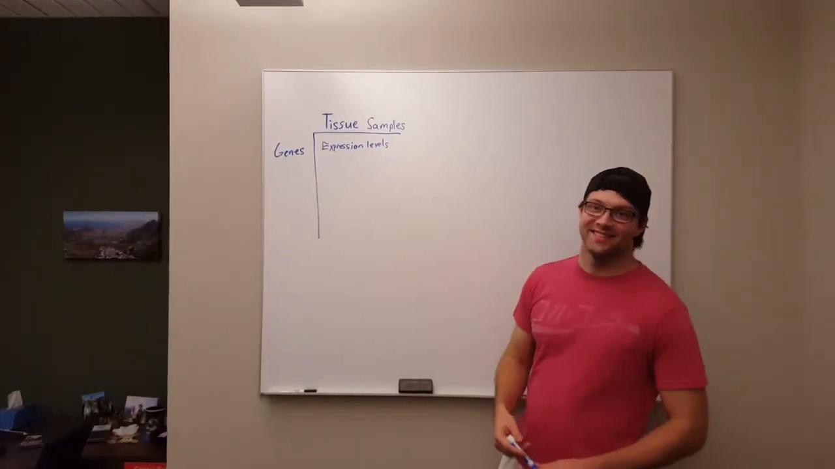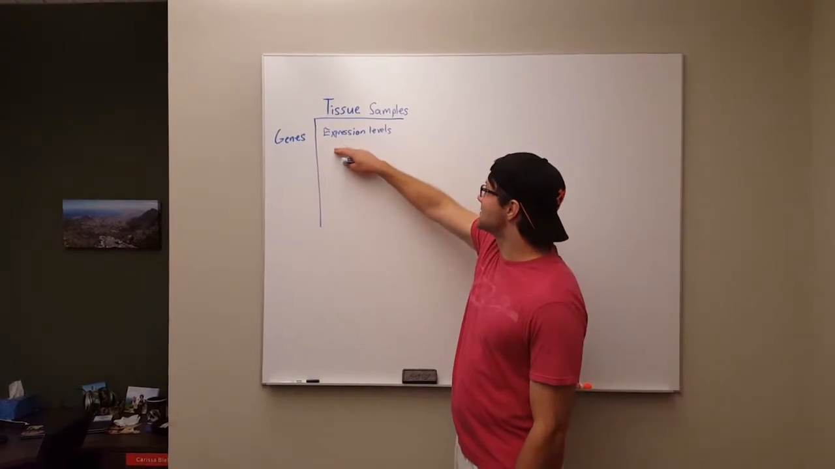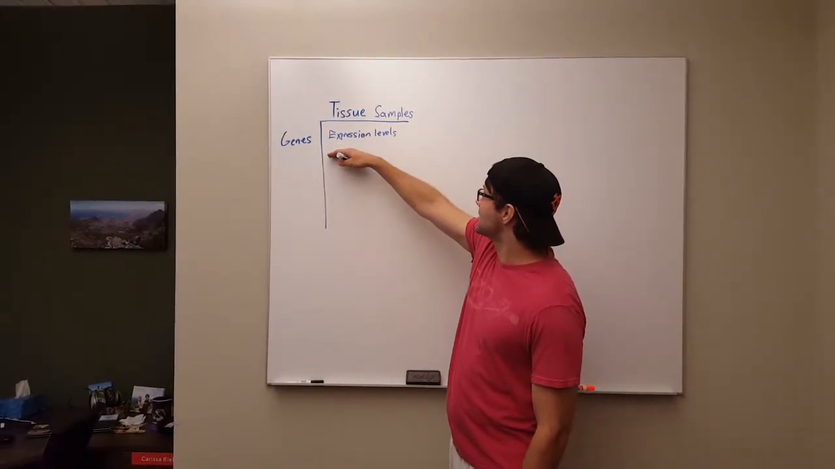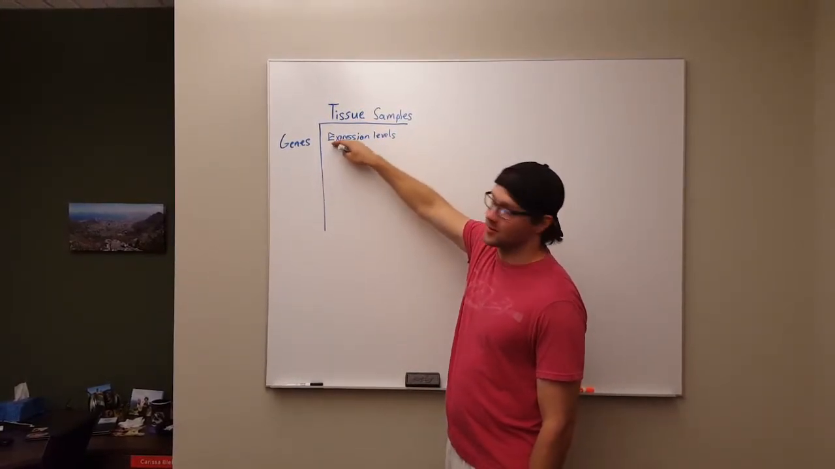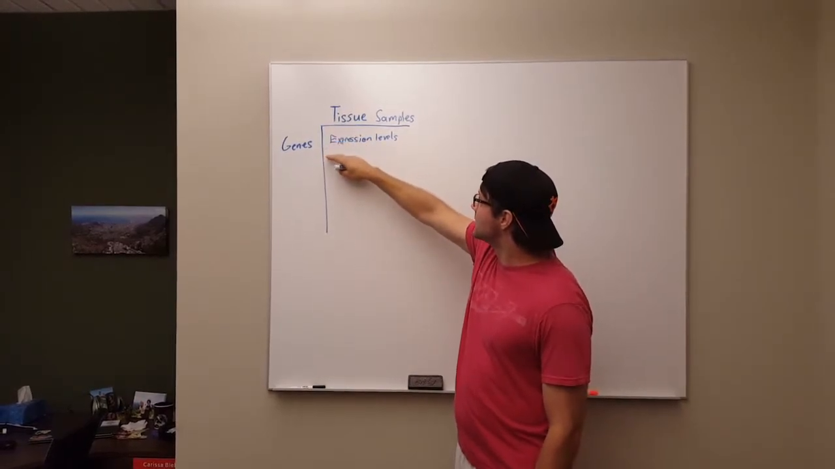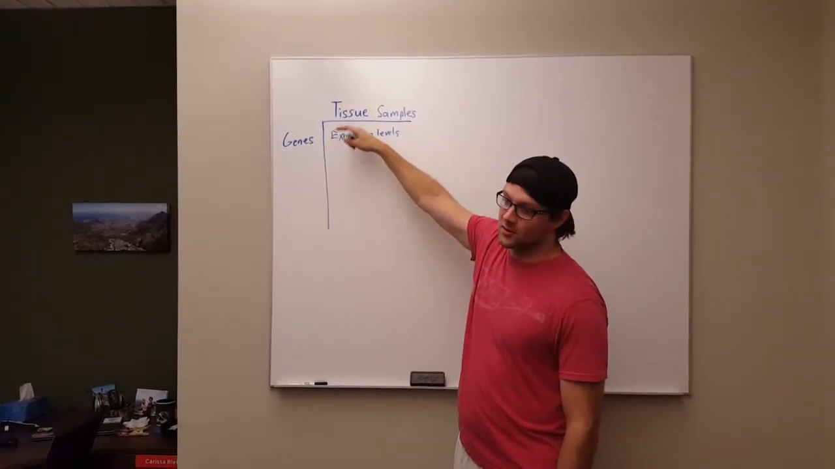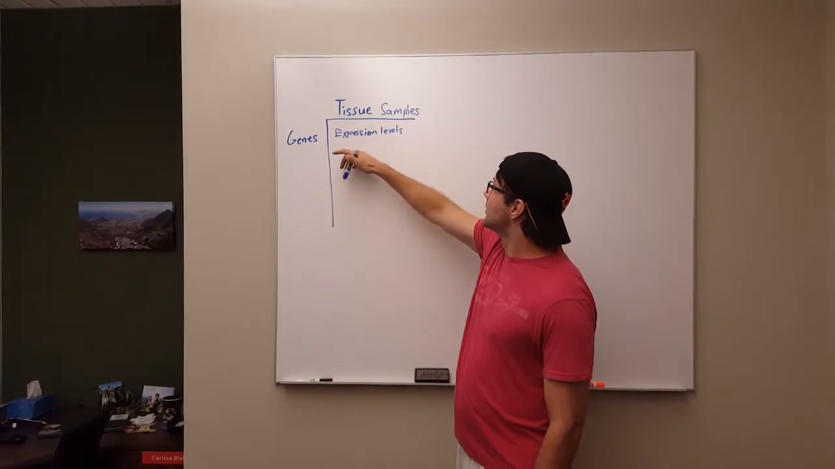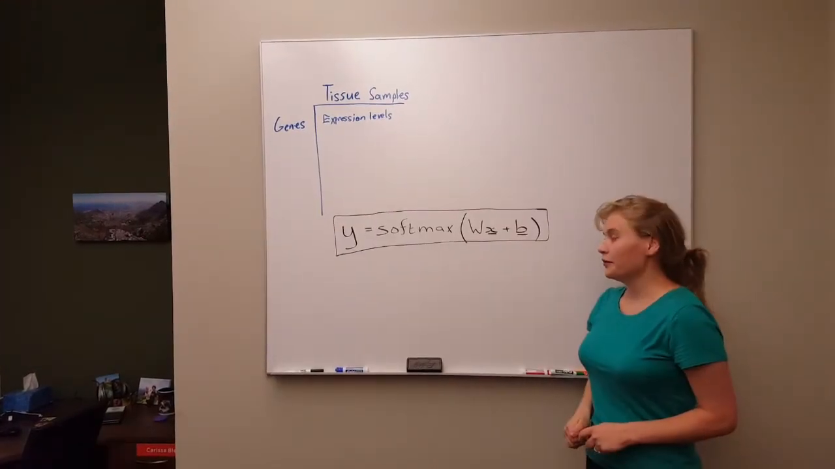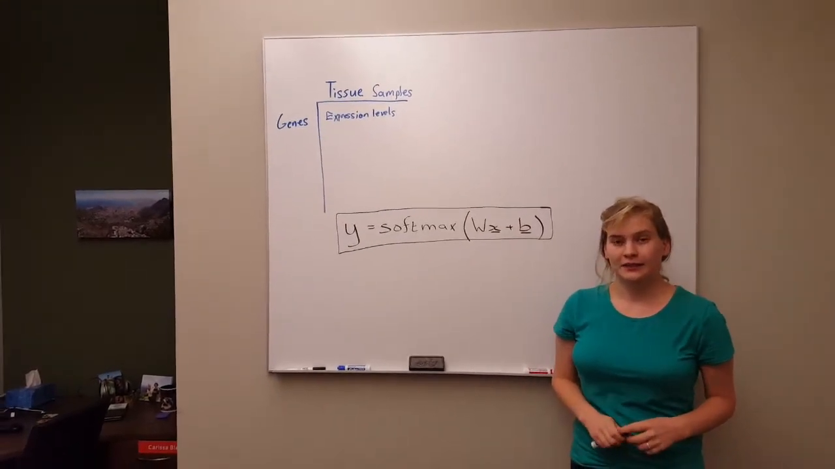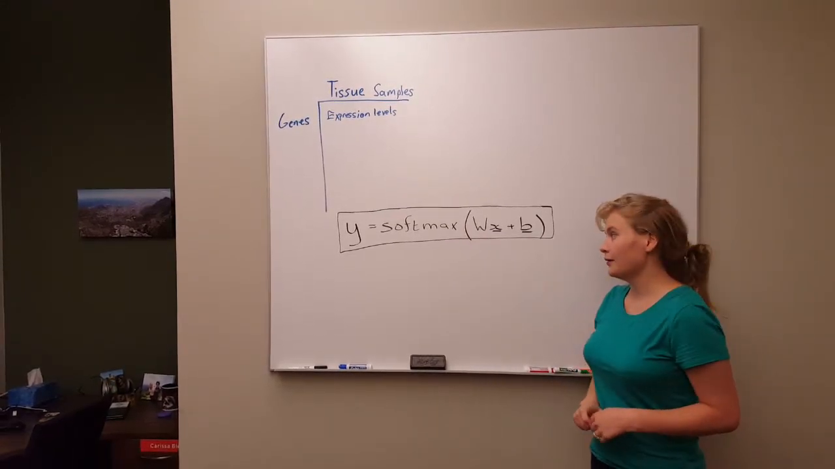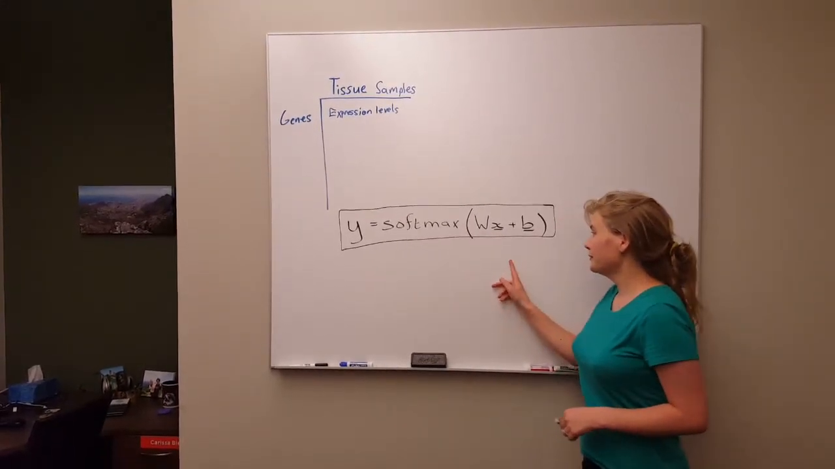So we downloaded the gene expression data from the GTEx website, and it comes in the form of a matrix with tissue samples and then the expression levels of each gene in the tissue sample. The first part we did was a softmax regression model. So this is the softmax model.